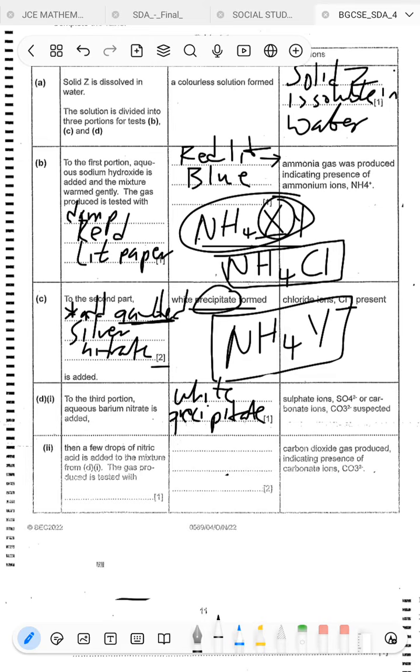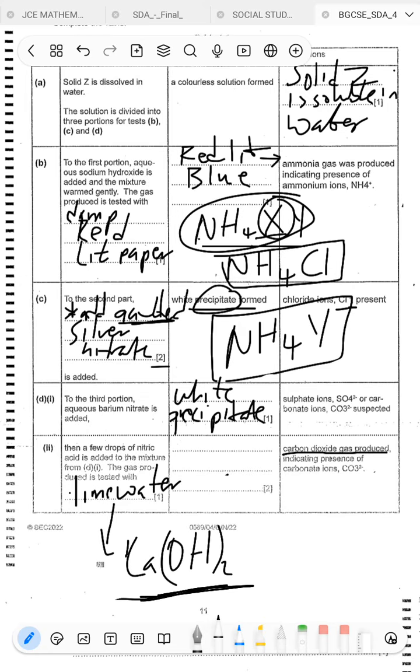Okay. Then Roman figure 2 says, then a few drops of nitric acid is added to the mixture from D Roman figure 1. The gas produced is tested with lime water. Now carbon dioxide was the gas produced. Now we're told the name of the gas. How do we test for carbon dioxide? We use lime water. What is the chemical formula for lime water? It is calcium hydroxide.